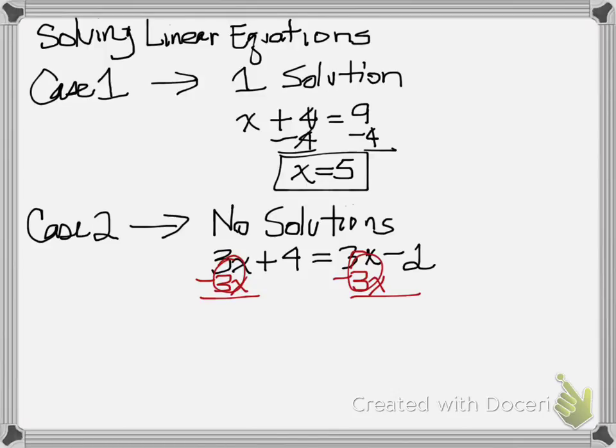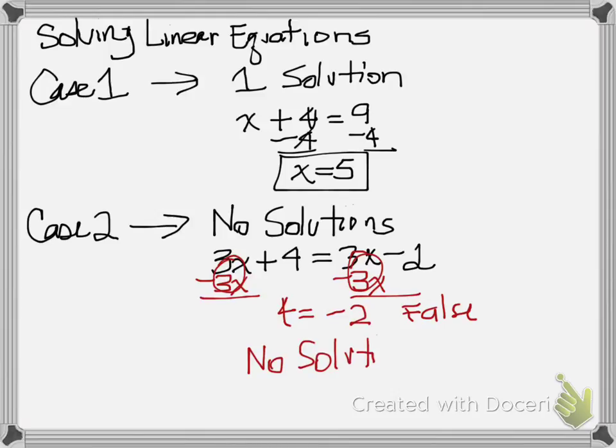So what I'm left with now is the number 4 on the left side and the number -2 on the right side. So my equation now says something crazy like 4 equals -2. It doesn't, right? So that is a false statement, okay? It's a lie. And so that tells me that there is no solution.